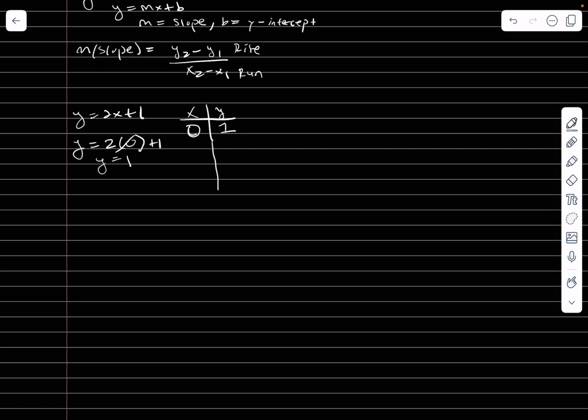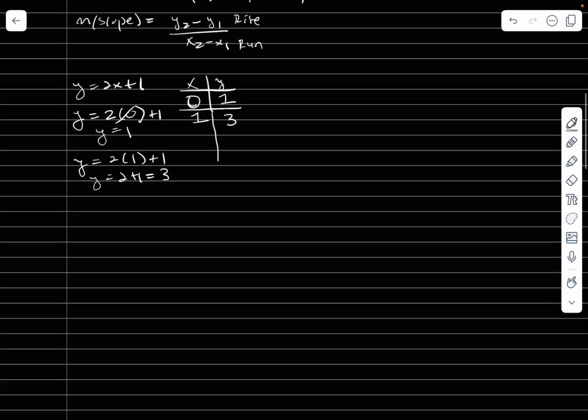Let's start with more values. Let's just keep going by ones. Let's go x equals 1. So now y is equal to 2 times 1 plus 1. Y is equal to 2 plus 1, 3. So now it is 3. Let's get 2 more points on the board here. So let's just keep going.